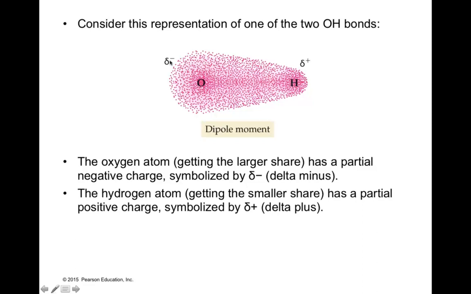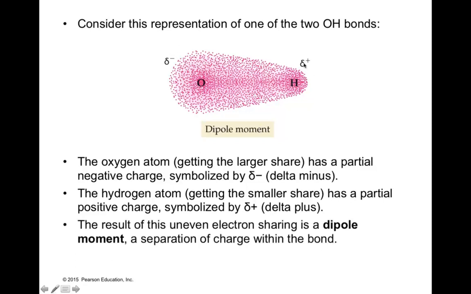Okay, so we're going to have delta negative, or partial negative, and delta positive, or partial positive, for the bond between this oxygen and this hydrogen, creating a dipole moment. There's a dipole moment because we are creating two poles, one positive and one negative. The result of this uneven electron sharing is a dipole moment, a separation of charge within the bond.